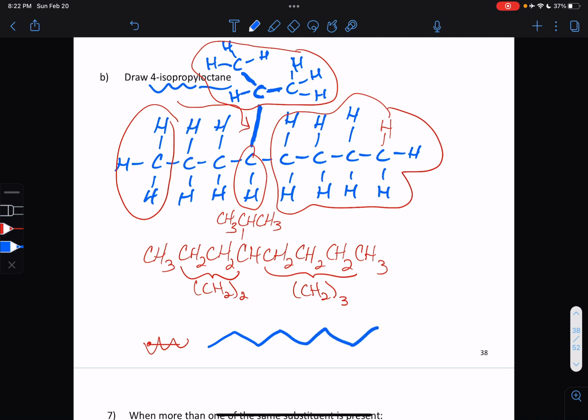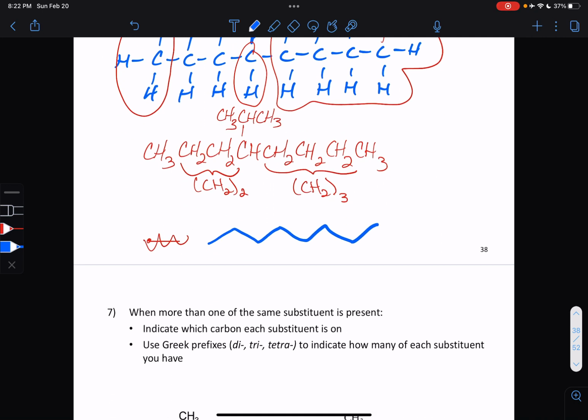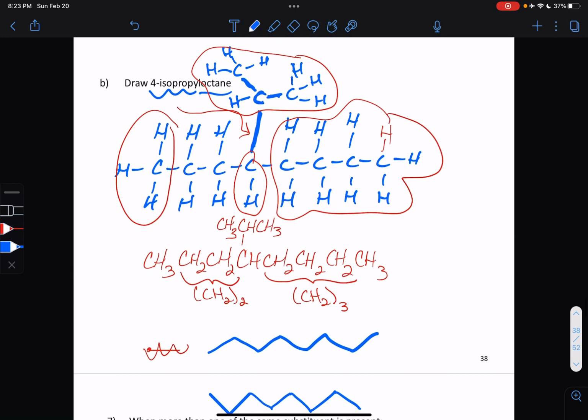I could have started with my left hand carbon up. And what I mean is I could have said 1, 2, 3. Okay, stop doing that. 1, 2, 3, 4, 5, 6, 7, 8. Either way, you've got 8 carbons there. And on the 4th carbon, I need an isopropyl. So we've got 1, 2, 3, 4 there.